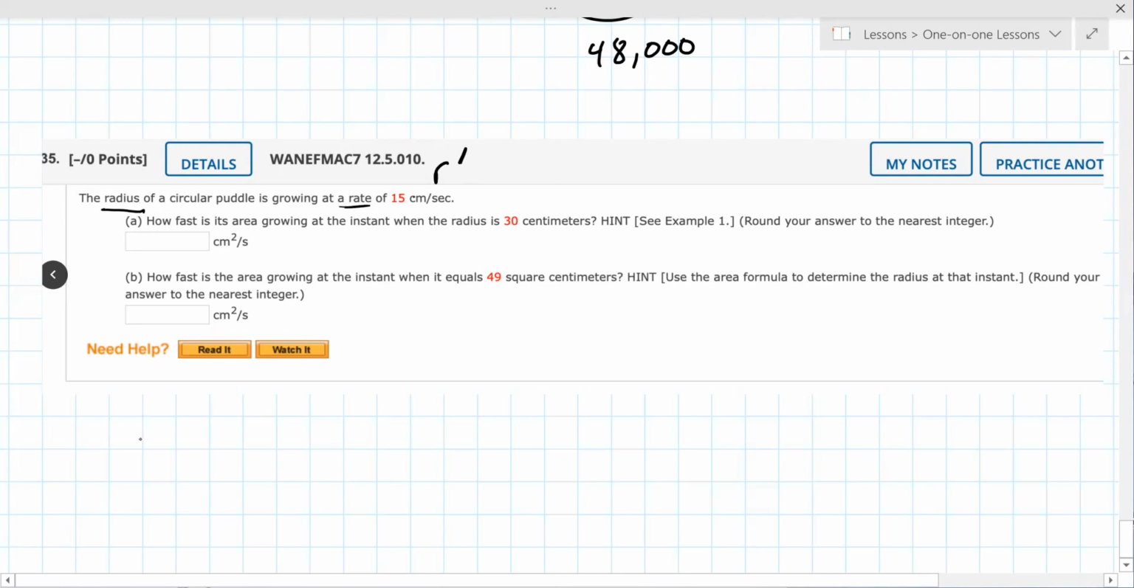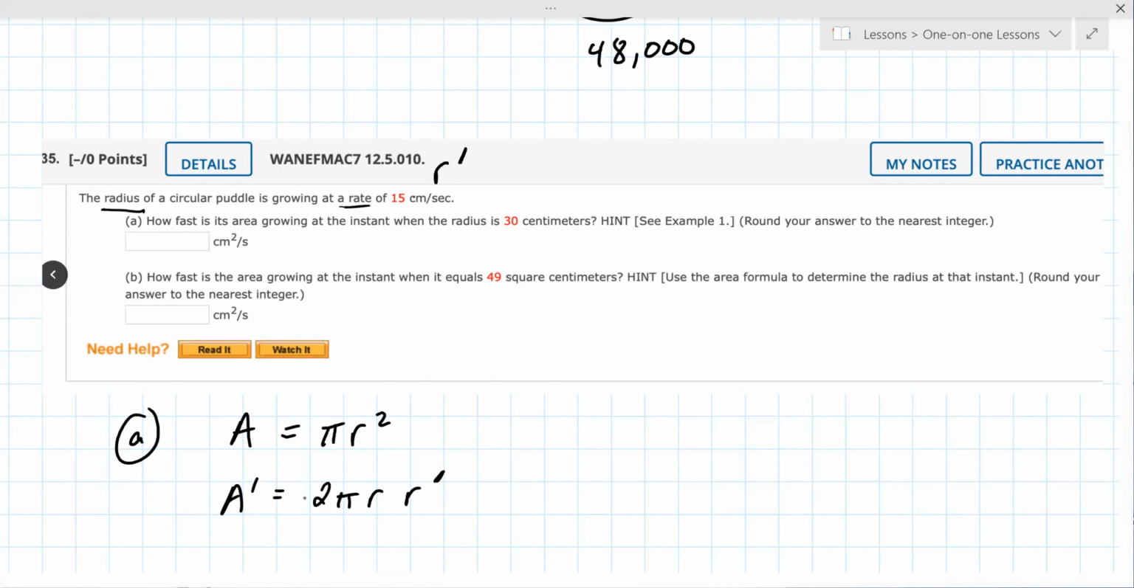Okay, so part A says, how fast is its area growing? Well, the first thing you do is write the formula for area. It's pi r squared. Then you have to take a derivative. So a prime equals 2 pi r prime. This is where it's different than maybe other things. When you take a derivative with both variables, you put this little prime here. Hopefully that's familiar, or something you know.